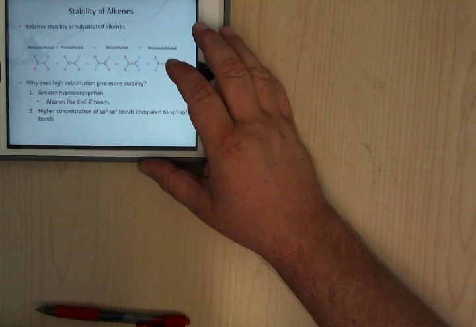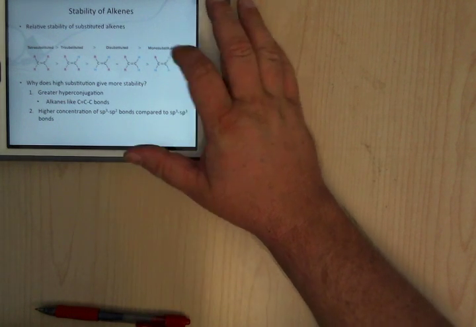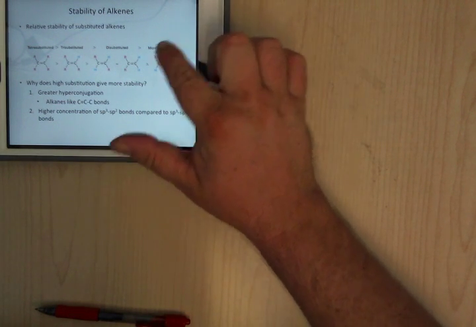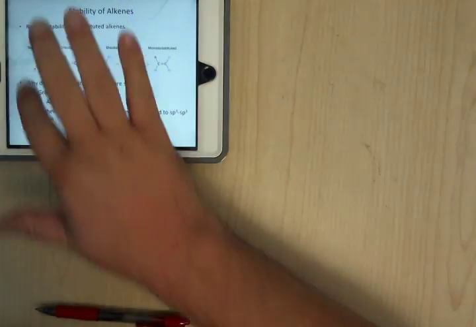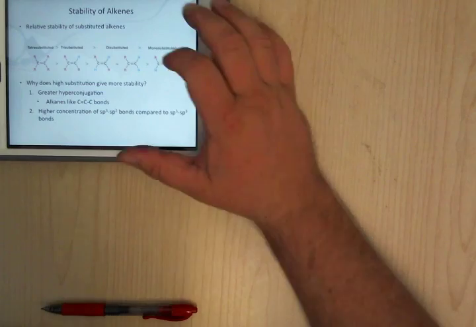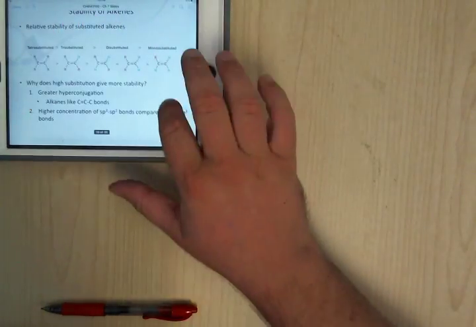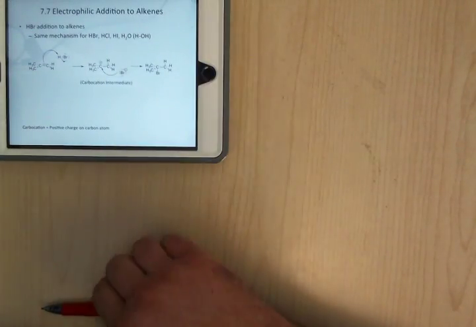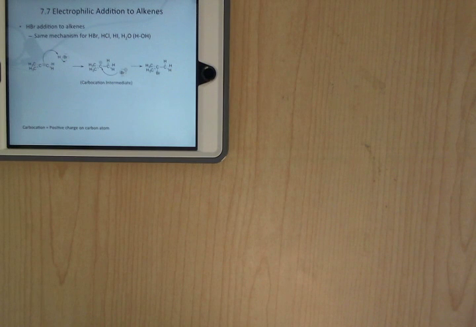The more stable the alkene actually is. Alkenes at the very end of molecules are very unstable. Things that are inside the chain, in the middle of the chain, are much more stable. Unstable, stable. Okay, so now we'll be talking about reaction mechanisms.